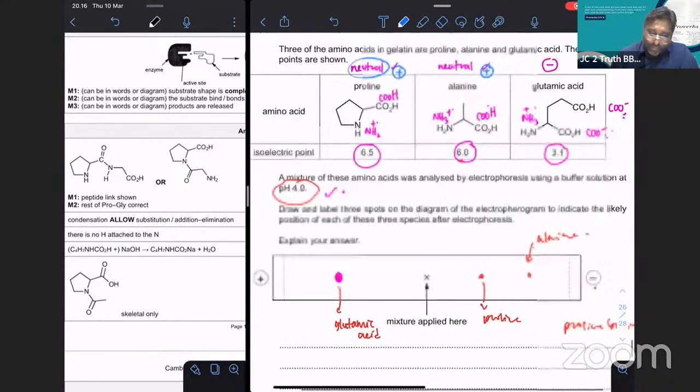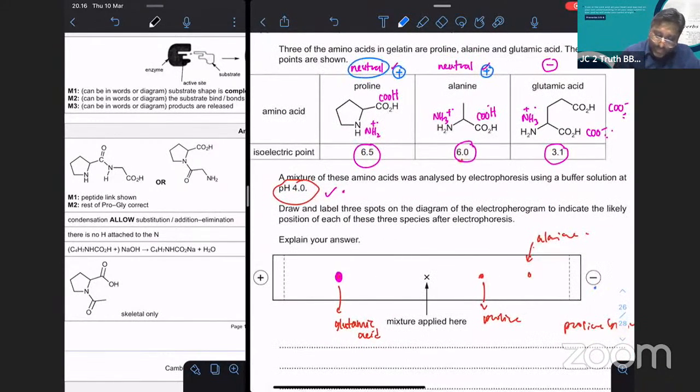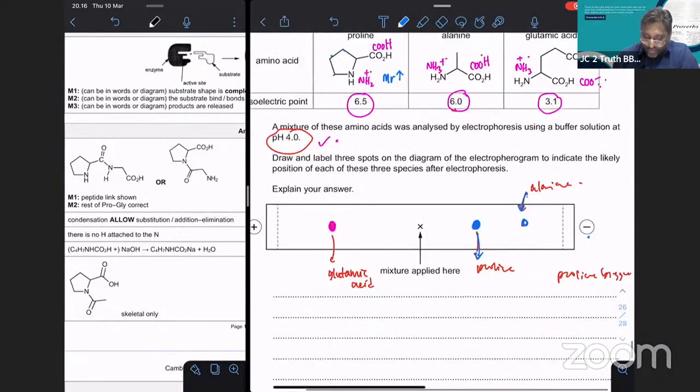You can see the structure. There is more carbon here and less carbon here. We know this Mr is more. The one with the larger Mr is going to travel less, so they are going to be separated less. So you can see this one should be proline, and this is going to be alanine, because of the Mr. We talked about Mr.